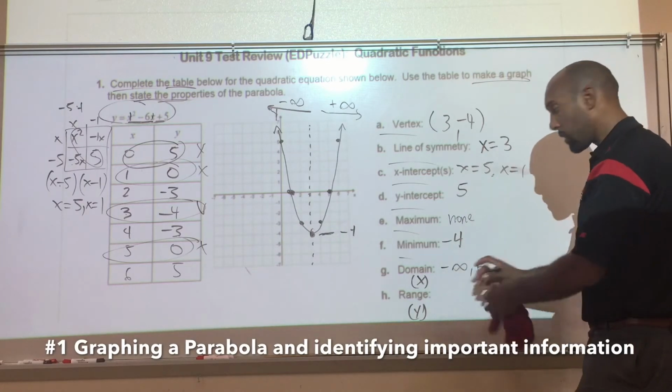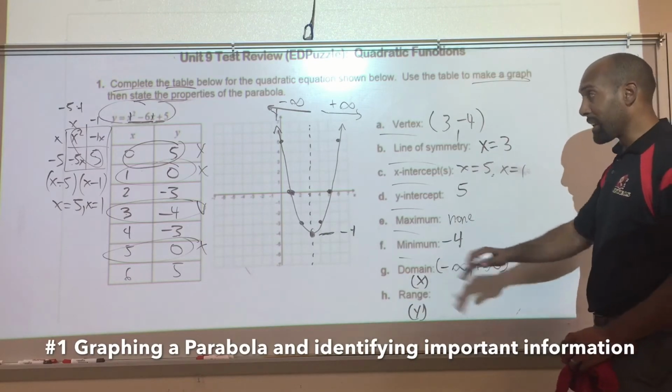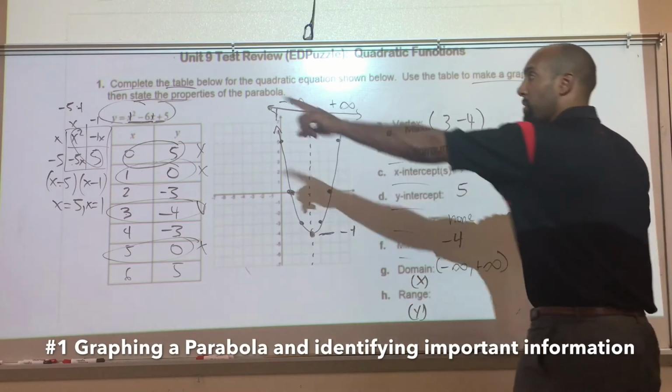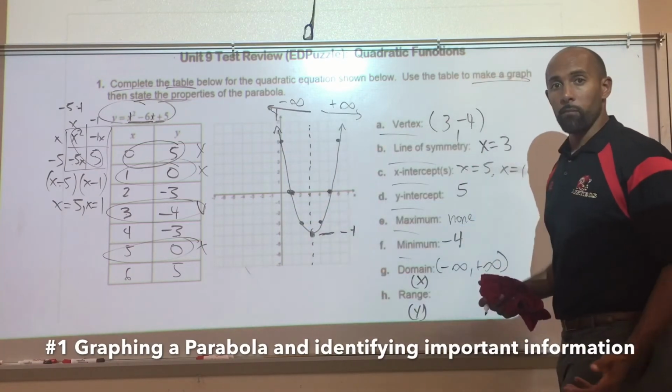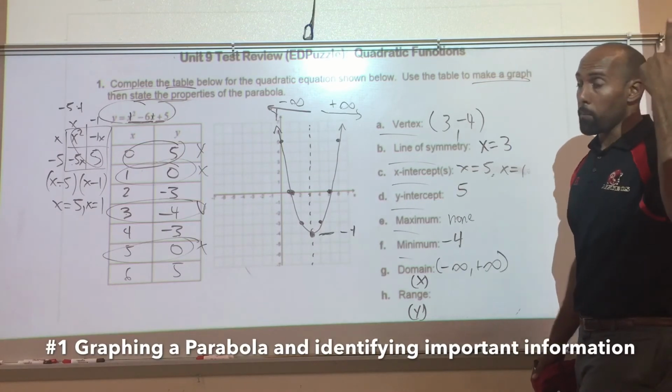And remember, we enclose that with parentheses around infinity. And remember, with domain, it's going to be the same with all parabolas, because they all go off to the left and to the right forever. So domain will always be negative infinity, positive infinity, if you can remember that.